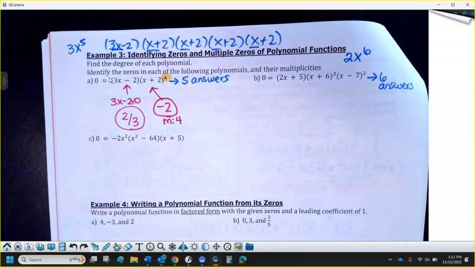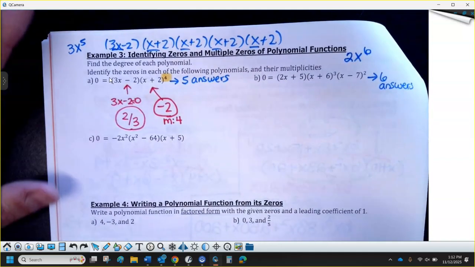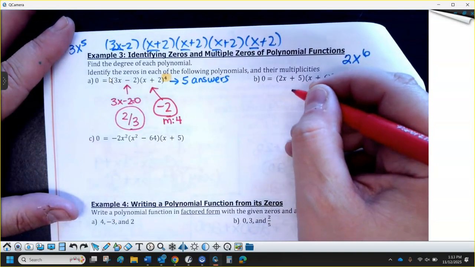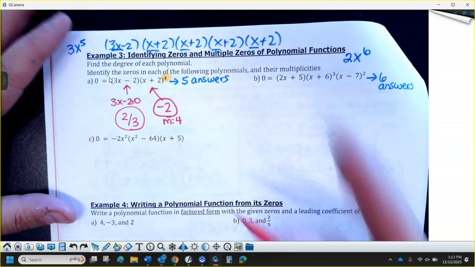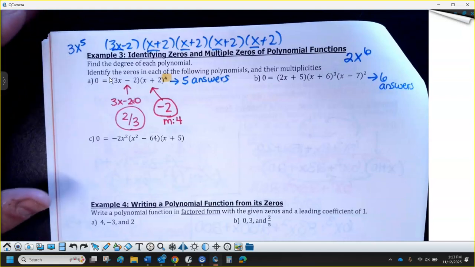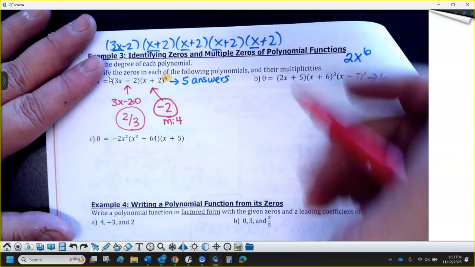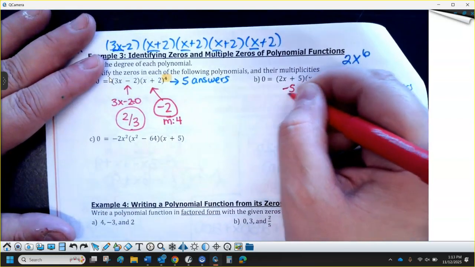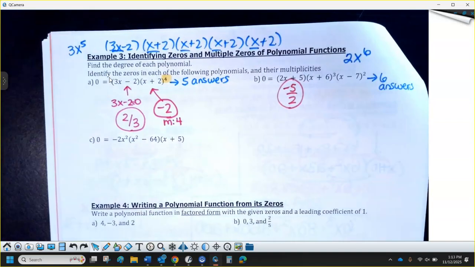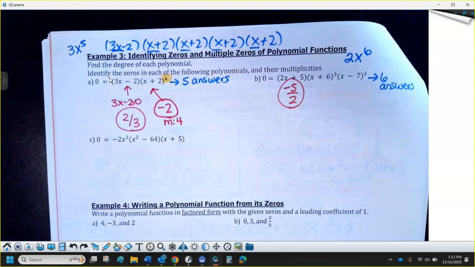If I look at this, again, if you want to set the parentheses equal to 0, I just think it through in my head. If I have 2x plus 5, I know if there's a number in front of an x, it's going to have a fraction. I would subtract 5 and divide by 2, so 5 over 2. Now, that's just 1. There's no exponent, so that doesn't have a multiplicity, or you could say multiplicity of 1. They don't technically say that unless it's more than 1, but just 1 zero there.